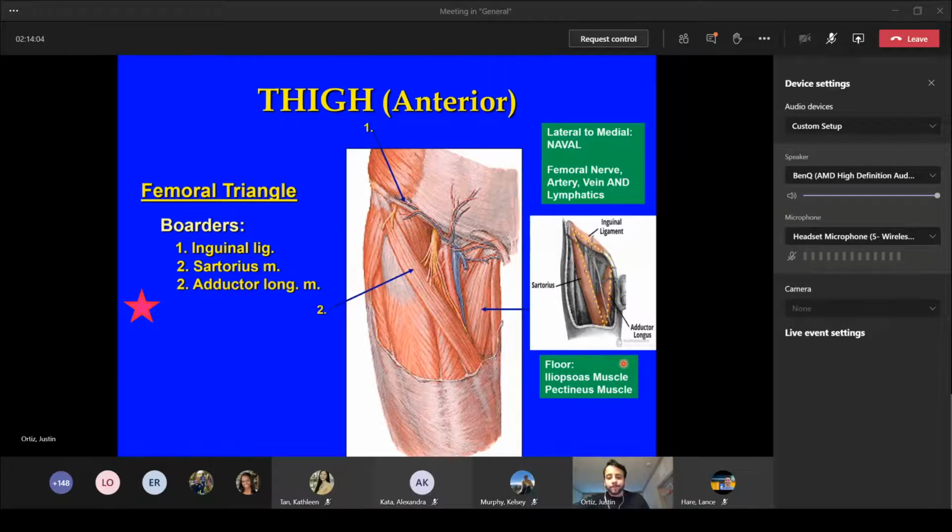So knowing these borders and the floor is super important. For example, the sartorius, like we said, comes across your leg from lateral to medial. That'll help you remember that this is going to be the lateral border.